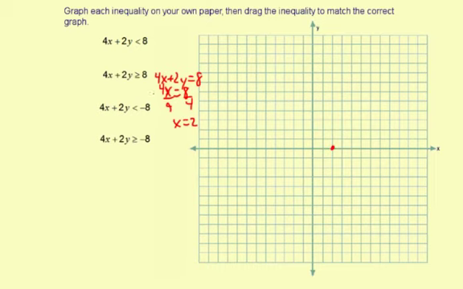For the y, it's going to be 2y equals 8 divided by 2, so y equals 4. Up 4. Okay, now this one's going to be a solid line. There. Now test point 0, 0.